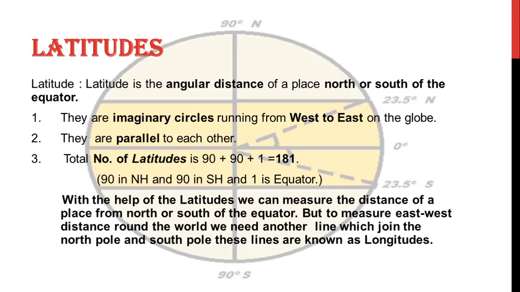With the help of latitude, we can measure the distance of a place north or south of the equator. But to measure east-west distance round the world, we need another line which joins the North Pole and South Pole. These lines are known as longitude.